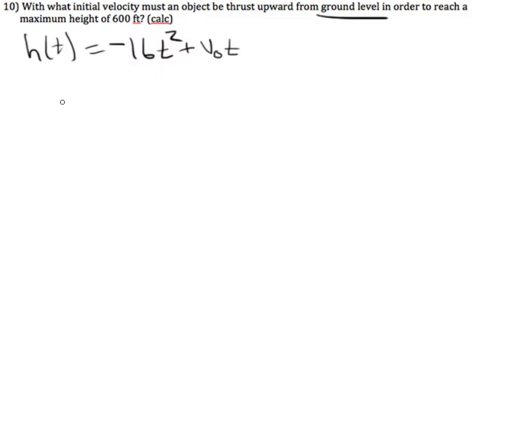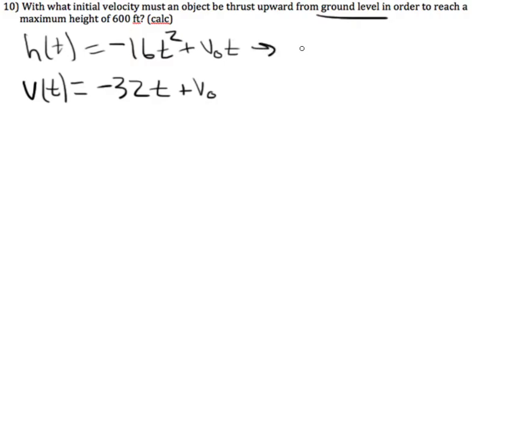So think about this. If you were to take the derivative of this function, h of t, to get the velocity function, v of t, you're going to get 2 times negative 16 is negative 32 t plus v naught. We want to figure out what v naught is. We have t and v naught both unknown, so we're going to need to use a system of equations. And we're told that the object is going to reach a maximum height of 600 feet.